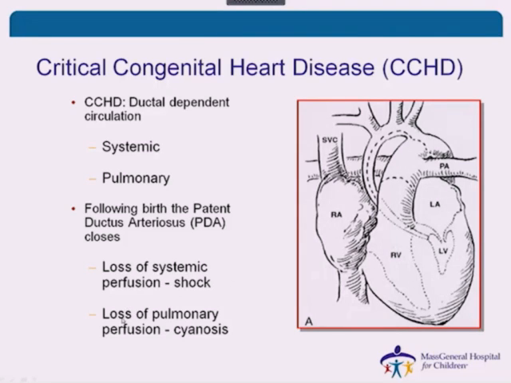When there is a ductal-dependent pulmonary circulation, as the patent ductus arteriosus closes, there is loss of pulmonary perfusion. As a result, the heart and lungs can no longer deliver oxygen to the blood, nor remove carbon dioxide from the circulation. This may cause profound cyanosis and acidosis.